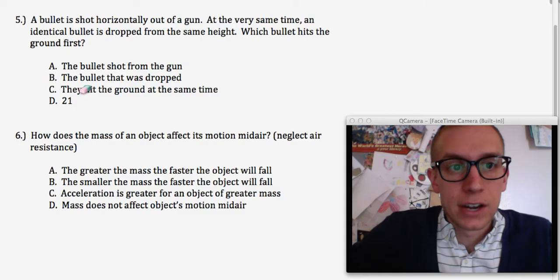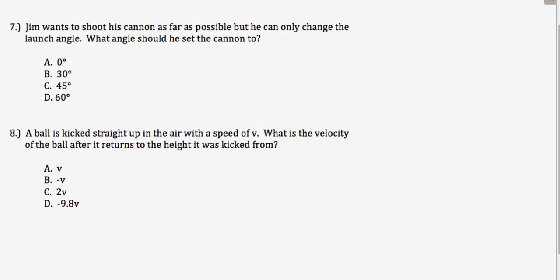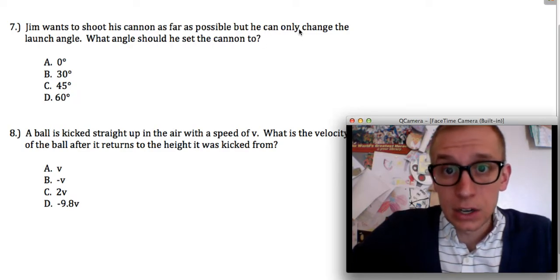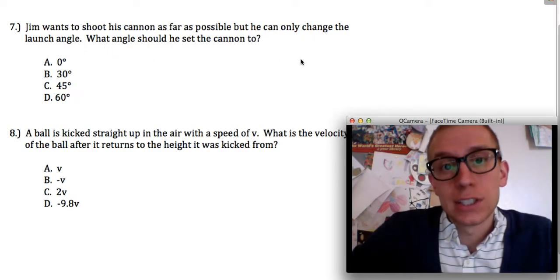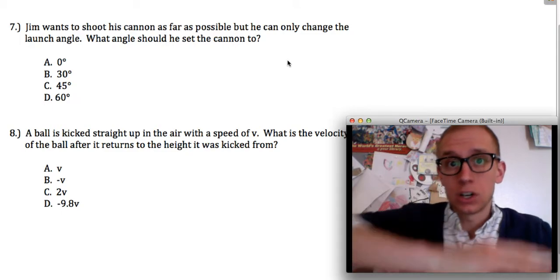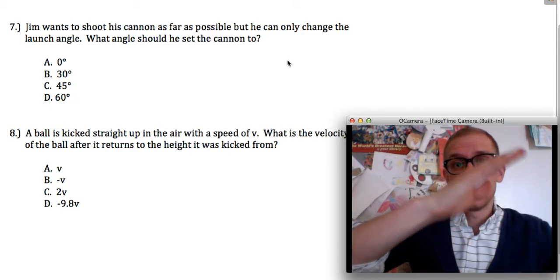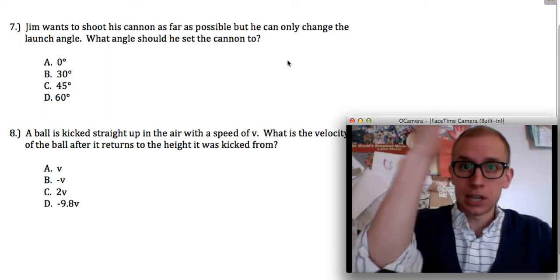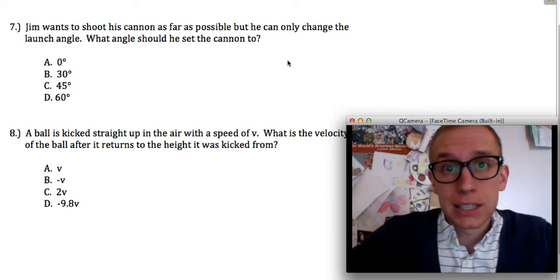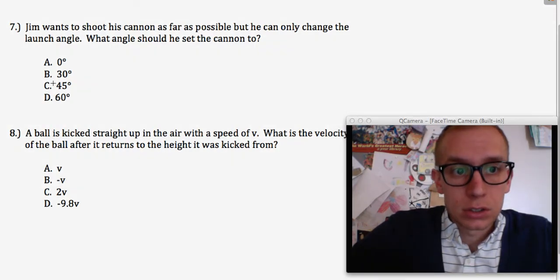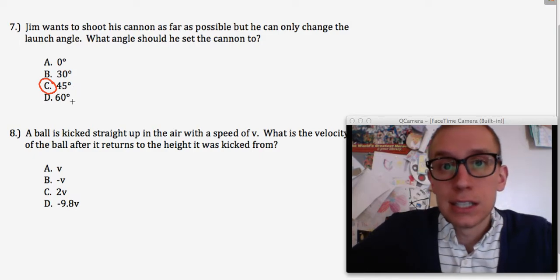Okay, let's erase what we have there. Go on to problem 7. So problem 7 says Jim wants to shoot his cannon as far as he possibly can, but he can only change the launch angle. What angle should he set that cannon to? This was one of the things that we looked at on that PhET lab. So we started at an angle of 0, we increased that angle, and we went all the way up to 90. And what we found was that angle of 45, right between 0 and 90, was the best angle to launch a projectile. That angle gave us the maximum range. So on problem 7, C is your correct answer.